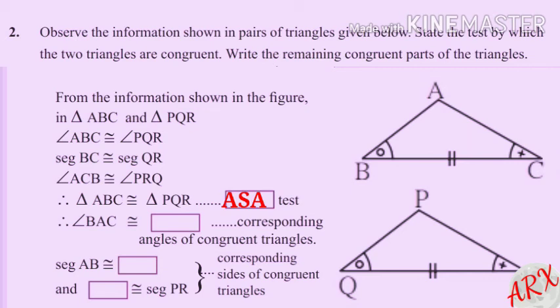Therefore, angle BAC congruent to angle QPR, corresponding angles of congruent triangles. Now, segment AB congruent to segment PQ and segment AC congruent to segment PR, corresponding sides of congruent triangles.